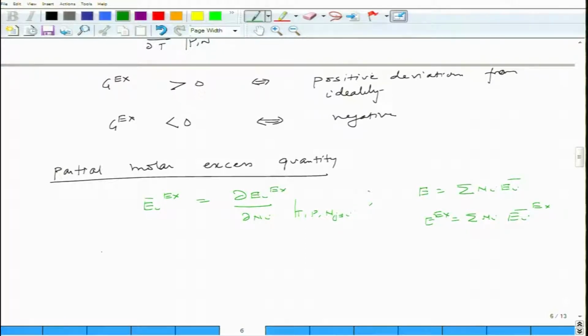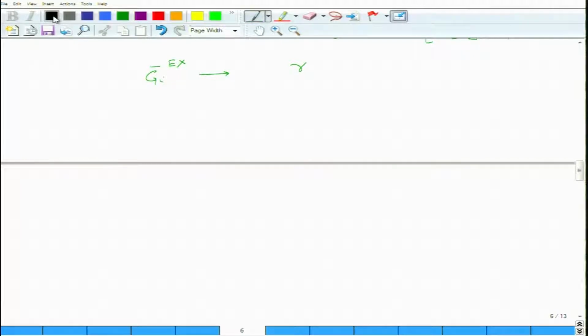So, the most useful quantity for our analysis of liquid mixtures and their properties is G_i, the partial molar excess Gibbs free energy. So, G_i bar excess, because this gets reduced to gamma, it is connected to gamma, which is the activity coefficient. So, let me now talk about this activity coefficient and try to connect it with this G_i excess. Let me formally define activity and activity coefficient.